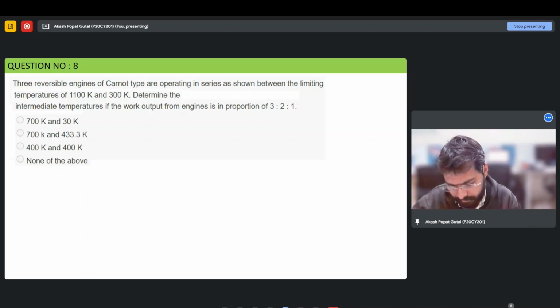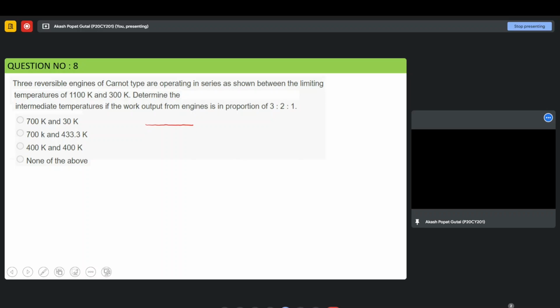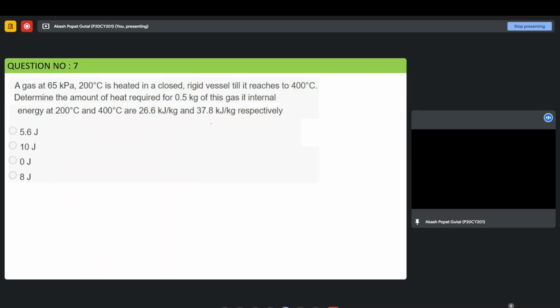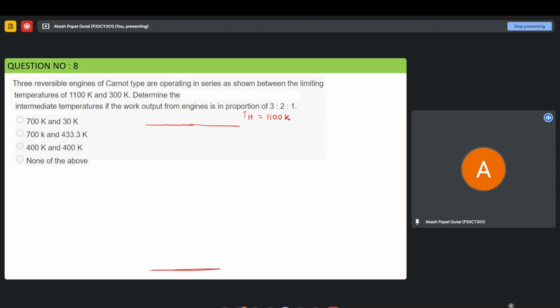So we'll solve this question. We'll first draw the diagram according to the information given. This is the hot reservoir TH, which is at 1100 K, and here we have the cold reservoir, let's say TC, of 300 K, and we have three heat engines operating in between these two temperatures: E1, E2, and E3.